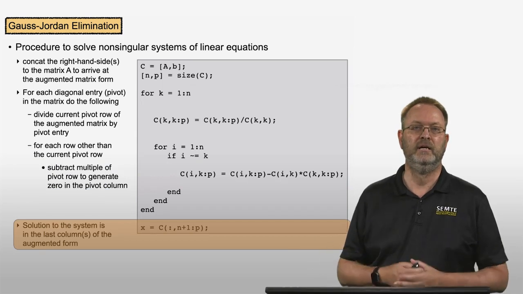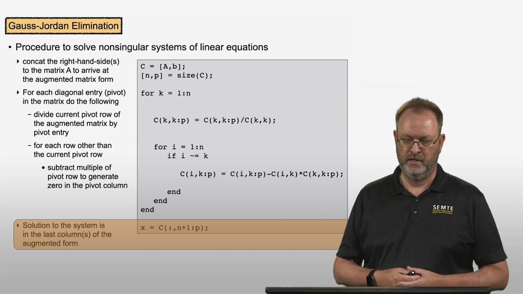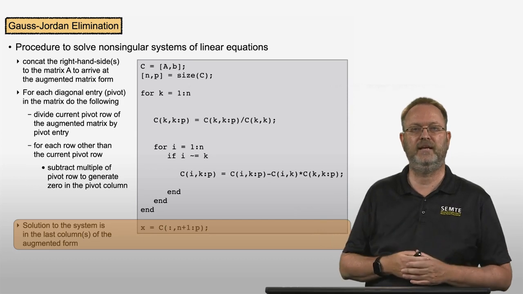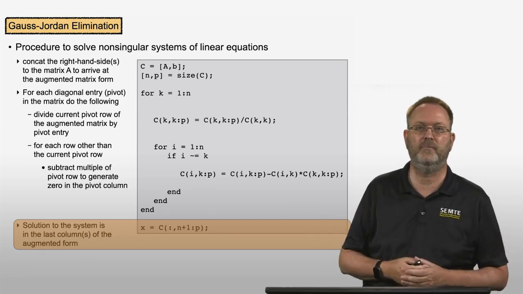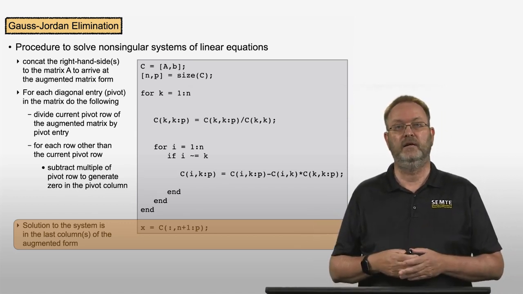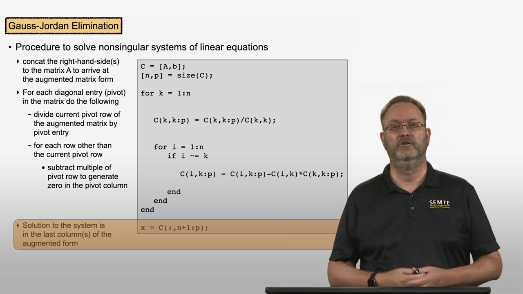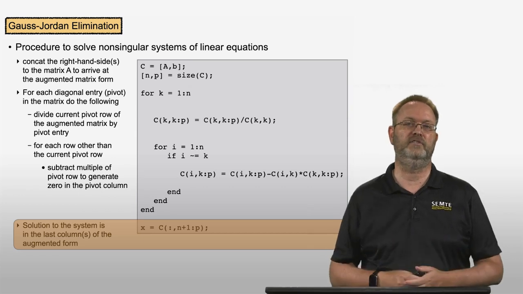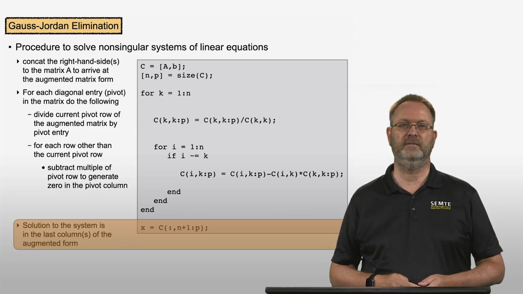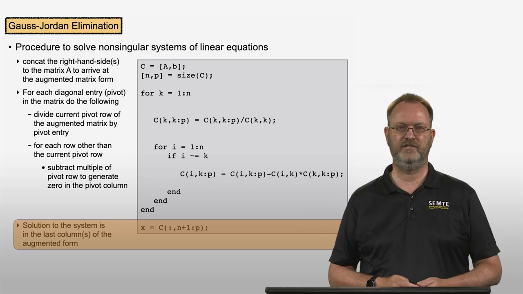And then the solution will be in the last columns of the augmented matrix. So we have n by n as our matrix. So the first extra column of the augmented form is in the column position n plus 1. And then the solution will be starting at the n plus first column, going all the way to the last column p. And we can copy this into the solution vector x that will then contain the solution to the system. And that's how you would develop code for the Gauss-Jordan elimination algorithm.